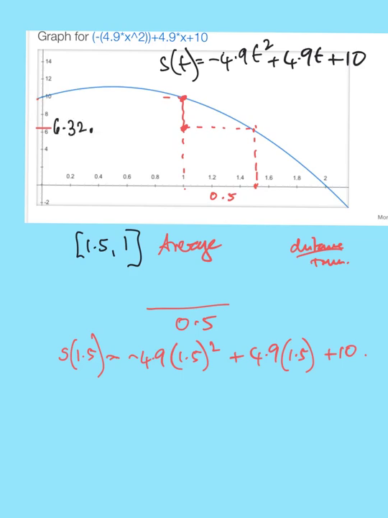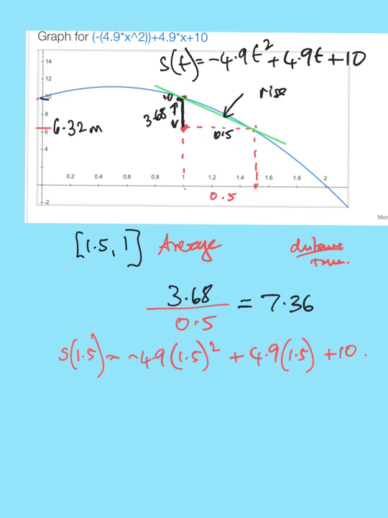6.32 meters. Okay, so we already know that this distance was 10 at 1 second, right? So what's this distance here now? That's going to be the difference between those two. So that difference, this distance here is 3.68, and we know that this distance here is 0.5 seconds. So if we put that over the top of that, we end up, the value is 7.36. That's the gradient of this line.